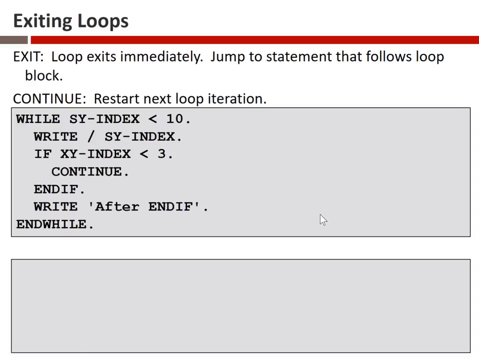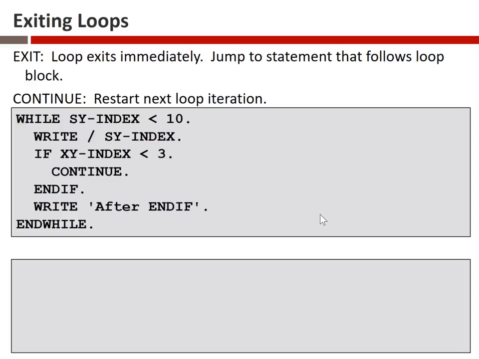Now, one of the things that I didn't mention before is I can use sy-index as a variable in my test for my conditional loop. So here you see while sy-index is less than 10, write out sy-index. I don't think I told you, continue short circuits the current loop and jumps us back up to the next iteration. So what's going to happen here is, the question is, is it going to write 1 or is it going to write 0 there? You just saw the answer to that if you were paying close attention. It's going to write 1.